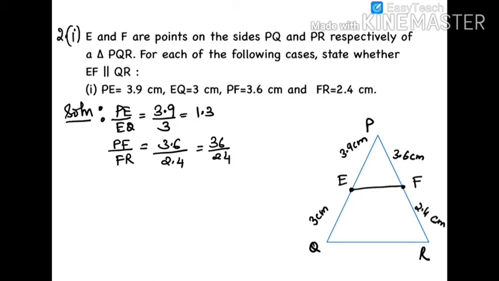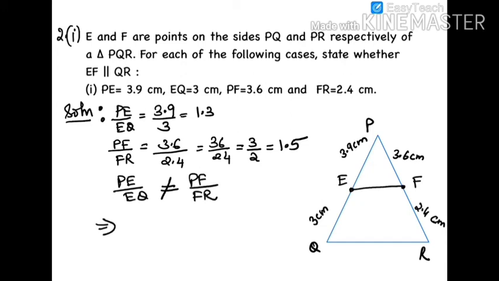Reducing this ratio, we get 12 3s are 36 and 12 2s are 24, and this is equal to 1.5. So clearly PE upon EQ is not equal to PF upon FR. So this implies EF is not parallel to QR.